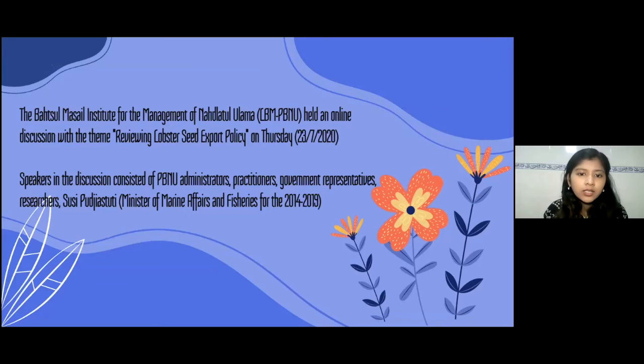So the first one is about the discussion that the Bahtsul Masail Institute for the Management of Nahdlatul Ulama (LBM) or PBNU held, an online discussion with the theme of reviewing the lobster seed export policy, held on Thursday, 23rd July 2020. The speakers in the discussion consisted of PBNU administrators, practitioners, government representatives, researchers, and Susi Pudjiastuti, the Minister of Marine Affairs and Fisheries for 2014 to 2019.